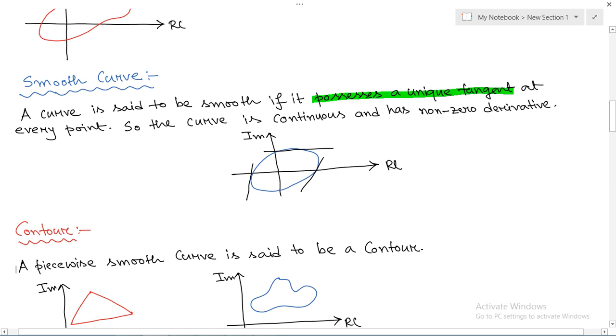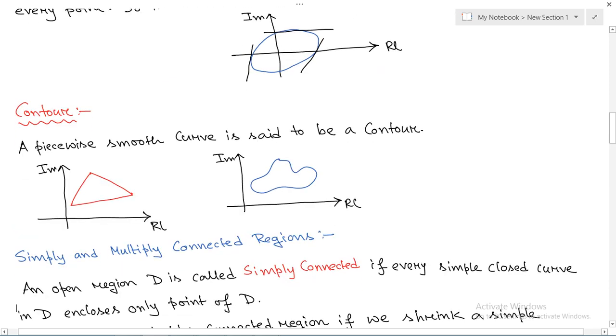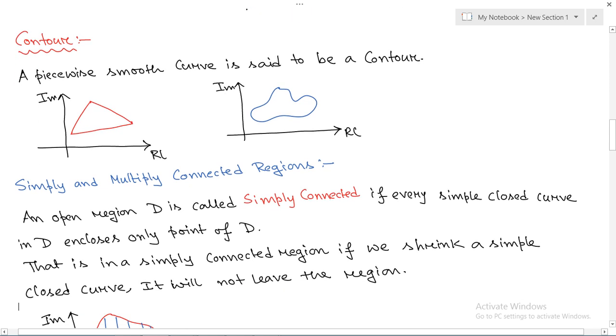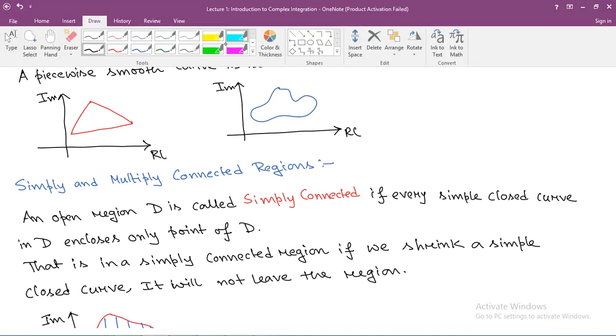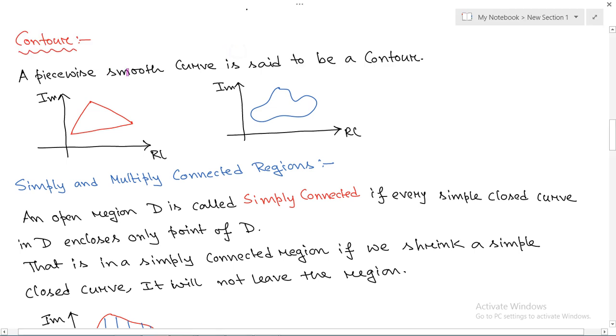Next one, the most vital curve in the complex plane, is known as the contour. So what is a contour? Basically, a contour is a kind of smooth curve, but not necessarily a fully smooth curve. It can be a piecewise smooth curve. So a little bit of relaxation we have given to the smooth curve, and that kind of curve is said to be a contour. So it is not only a smooth curve, it can be a piecewise smooth curve also. If you imagine just a smooth curve, that is also a contour. If you imagine a piecewise smooth curve, that is also a contour.